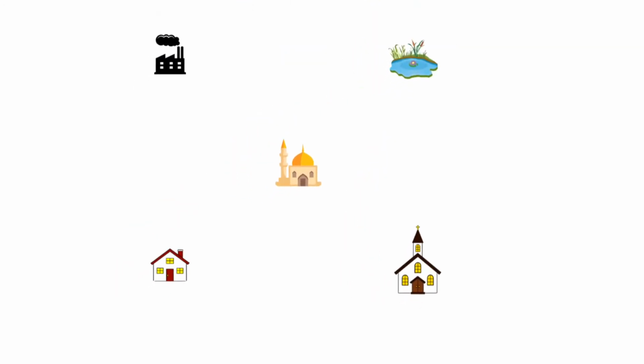Okay. So here we've got a factory. We've got a pond. We've got a mosque. We've got a house. And we've got a church. Okay. So what direction is everything in from the mosque? Let's look at that first. Let's see if we can do this without writing out the directions. What is northwest from the mosque? So if you look at the mosque, what's northwest? Remember, northwest is that way, so it's the factory.